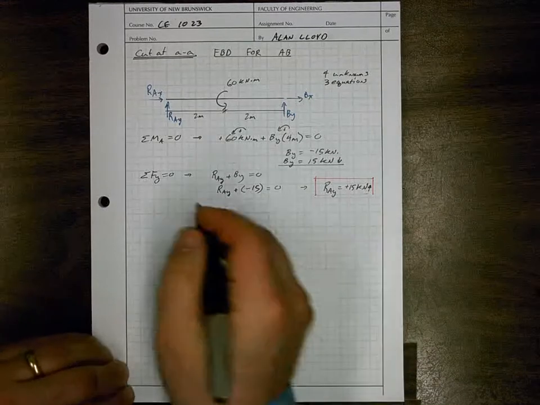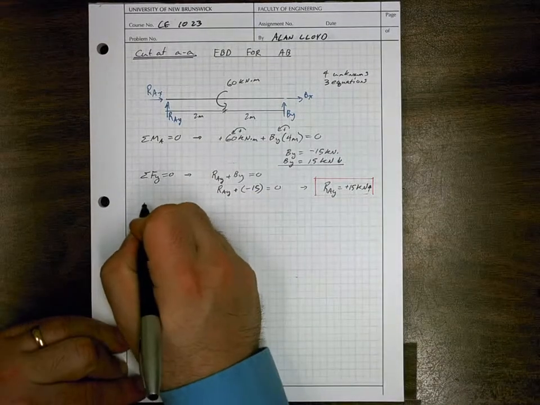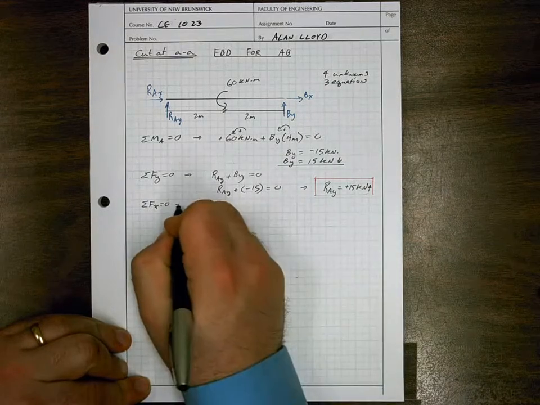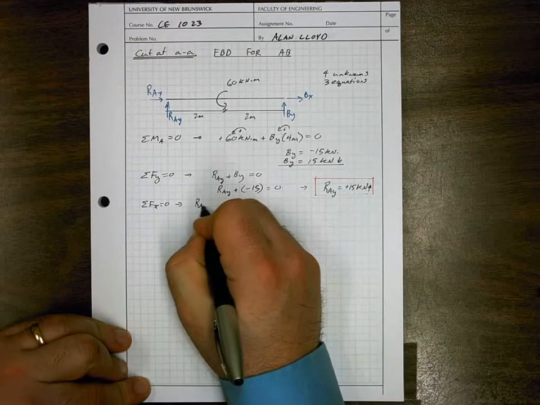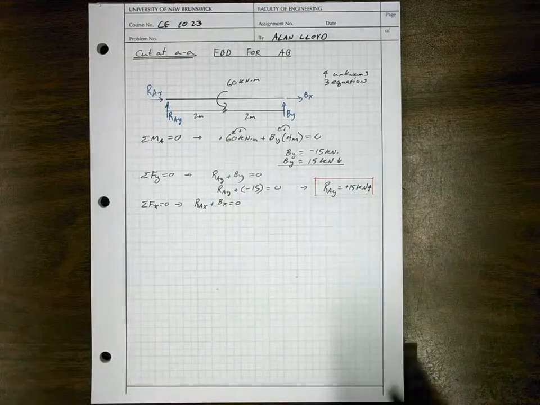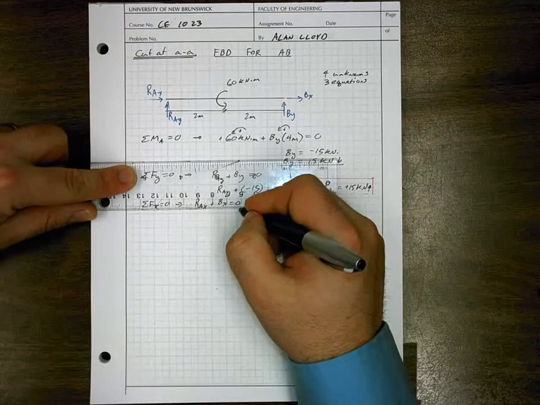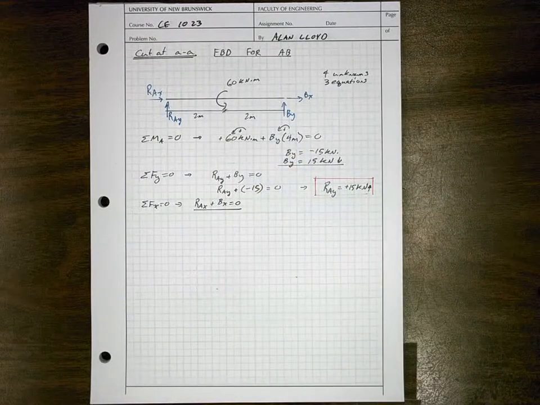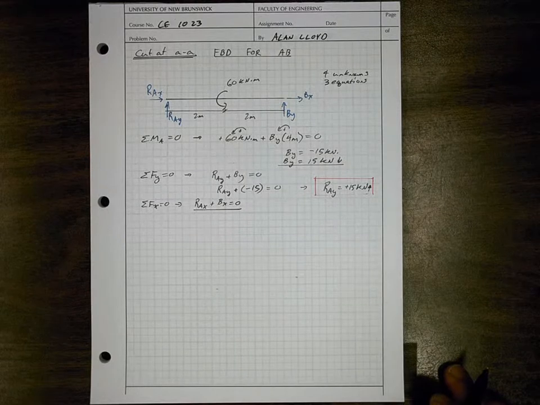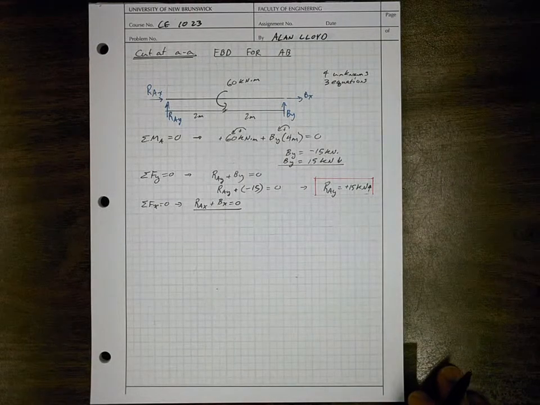And we can also apply our third and final equilibrium condition here. The sum of forces in X is equal to 0. And this gives us RAX plus BX is equal to 0. But we can't go any further than that with that particular equation. So we'll have to go and look at the other side of the problem, member BC.